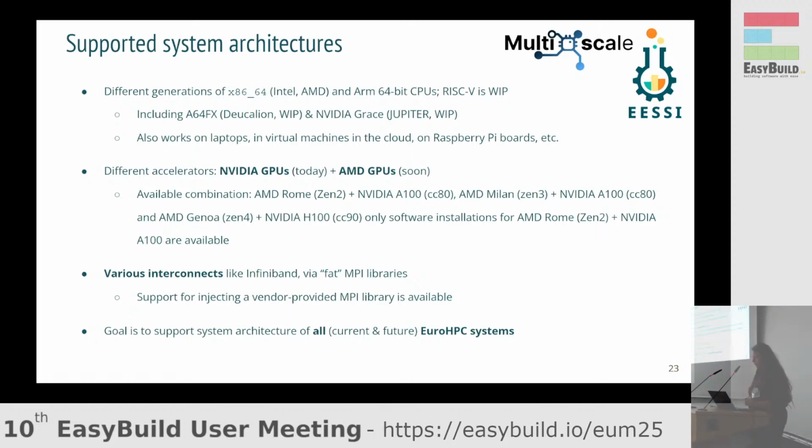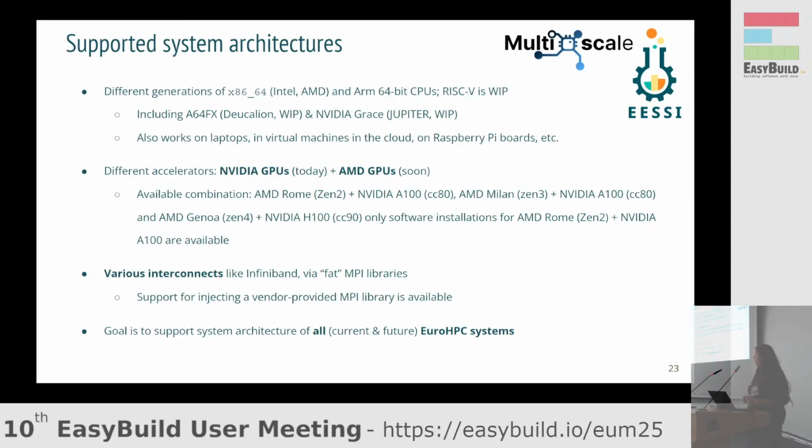So what are the supported systems we already have? We have x86, Intel and AMD, also ARM. We also have a RISC-V generic software stack already ready to be used, and it's already a substantial stack. With regards to NVIDIA GPUs, we have combinations available of Zen 2 with NVIDIA A100 and Zen 3 with NVIDIA A100s, and we're also starting to build our stack for Zen 4 with H100s. We also started working on AMD GPUs, and hopefully those will soon be supported in EESSI.